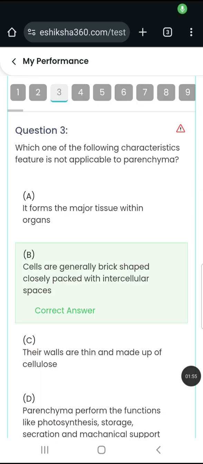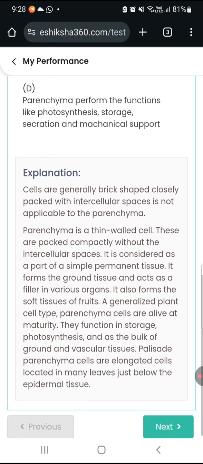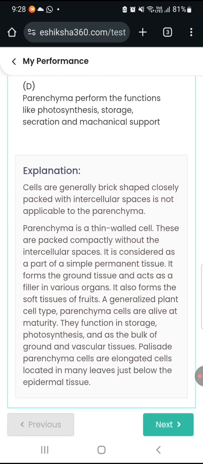Question number 3. Which of the following characteristic features is not applicable to parenchyma? Answer: cells are generally brick shaped, closely packed with intercellular spaces. This is not applicable to the parenchyma. Parenchyma is a thin walled cell. These are packed compactly without the intercellular spaces.